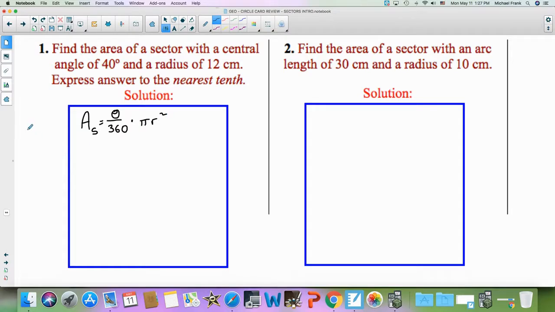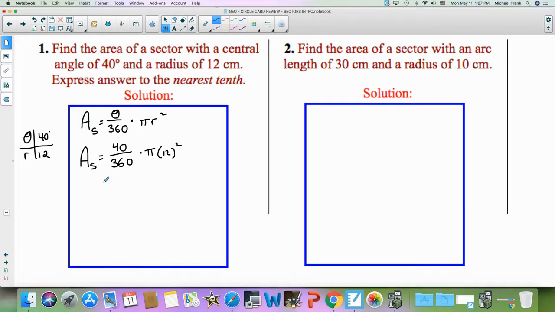Now out here on the side of my paper, there's really only 2 variables I need to use this formula, the angle and my radius. So sometimes I make a little table on my scrap paper. I say, well, do I have these things? I do. My theta is 40 degrees and my radius is 12. So I'm just going to substitute that into the area of my sector is equal to 40 degrees out of 360 times pi, and I'm going to substitute my radius, which is 12 squared.